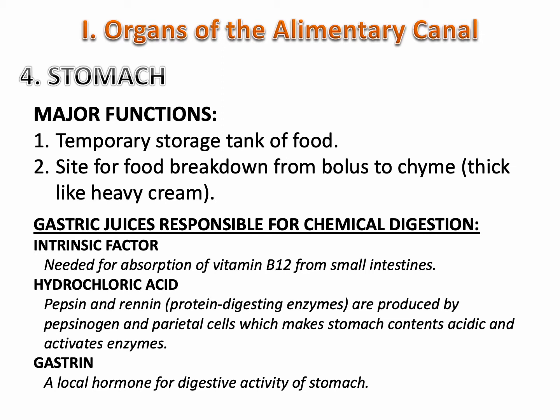What are the gastric juices which start chemical digestion? Intrinsic factor, needed for absorption of vitamin B12 or cyanocobalamin from the small intestines, hydrochloric acid, pepsin and renin. They are produced by chief cells and parietal cells. They make stomach contents acidic and they activate enzymes. So being an acidic environment, magkakaroon talaga ng chemical digestion. And lastly, gastrin. It's a local hormone for digestive activity of the stomach also.